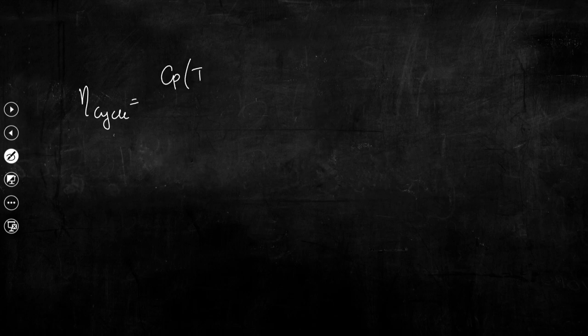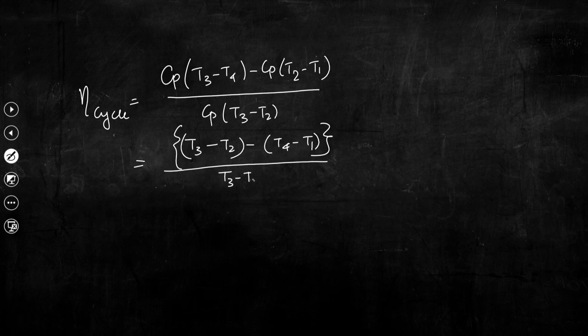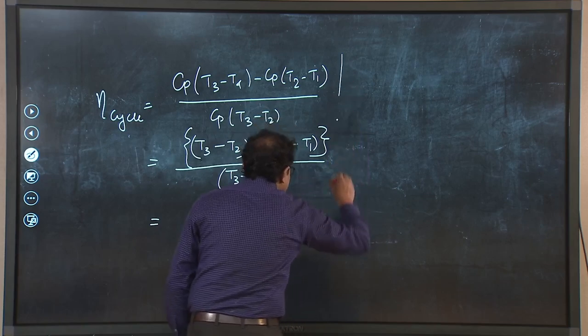C p into T 3 minus T 4 minus C p into T 2 minus T 1 divided by C p into T 3 minus T 2. We can write one step further: T 3 minus T 2 minus T 4 minus T 1 divided by T 3 minus T 2, and that is basically 1 minus T 4 minus T 1 divided by T 3 minus T 2. So, this is the mathematical expression of the cycle efficiency of the gas turbine unit. So, now we can again rewrite this.